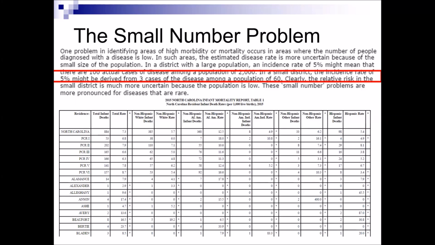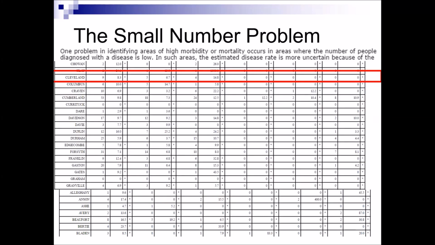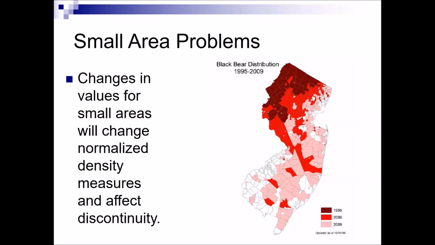And you notice there's some real stipulations up here. And it's really good in that it explains it pretty well. It explains this small number problem and says, don't do this. We've got the small area problem. Changes in values for areas will change normalized density measures and affect discontinuity.